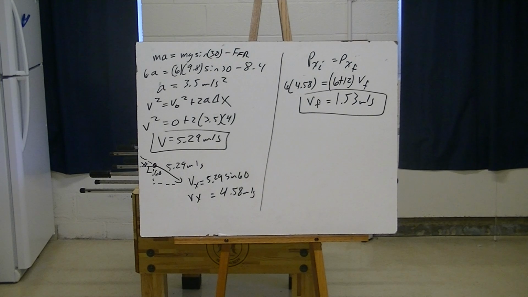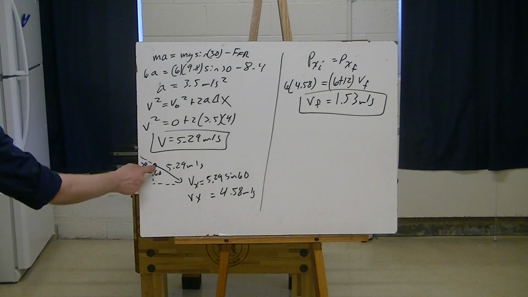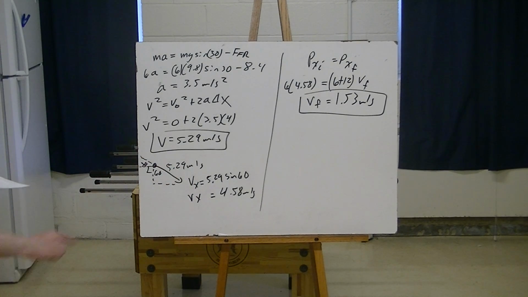Right away, this is an inelastic collision, which means momentum is going to be conserved. That means the momentum in the x direction initial has to be equal to the momentum in the x direction final. The object coming off the roof has all of the momentum in the x direction. So what I did here was I used the inclined plane 30 degrees, the fact that this is 90. That must mean that this angle with the vertical is 60 degrees. I used that to figure out the Vx component, so that's going to be 5.29 times the sine of 60, and I get Vx is equal to 4.58 meters per second.